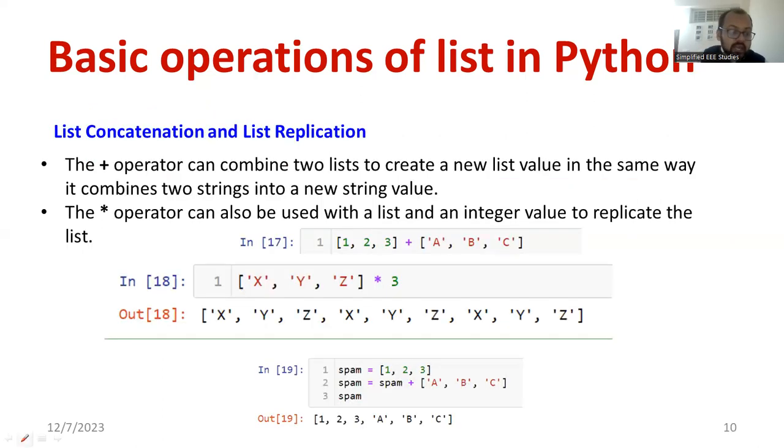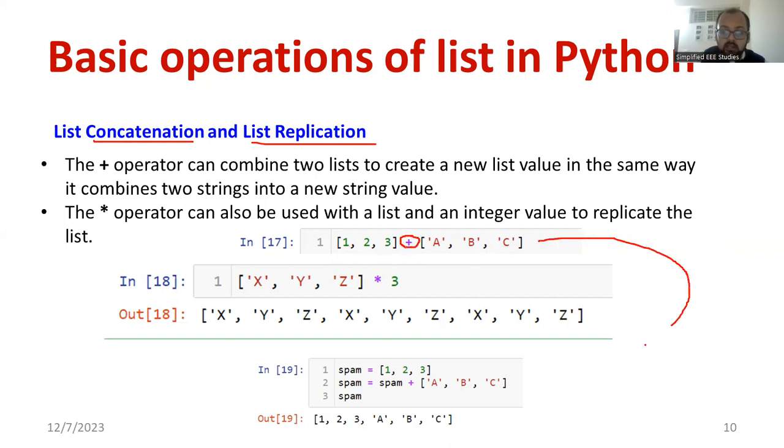Let me show that we can do several operations like concatenation, that means joining. Also, we can do string replication. Concatenation means we have the list 1, 2, 3 as list number 1, and A, B, C as the items of another list. If I do concatenation, you need to use the plus operator.